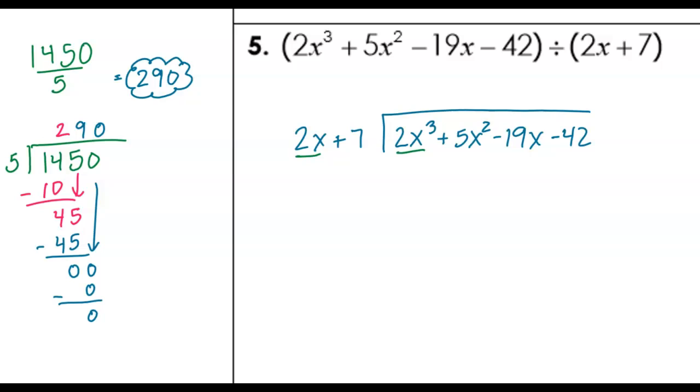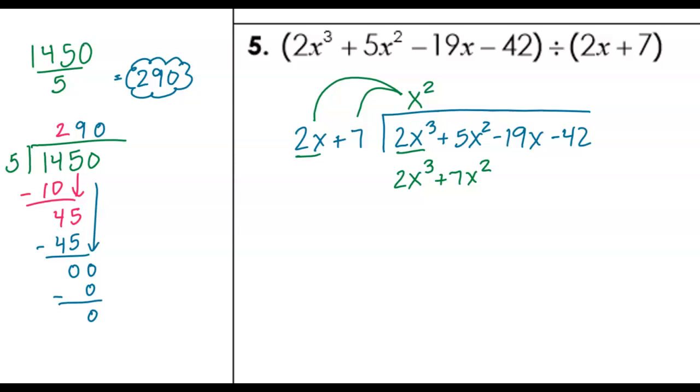Yes, x squared. We multiply 2x by x squared to get 2x cubed. So then we have to multiply the x squared back into 2x. x squared times 2x is 2x cubed. Now, because we multiplied the first term, we also need to multiply the second term. x squared times 7 is 7x squared.